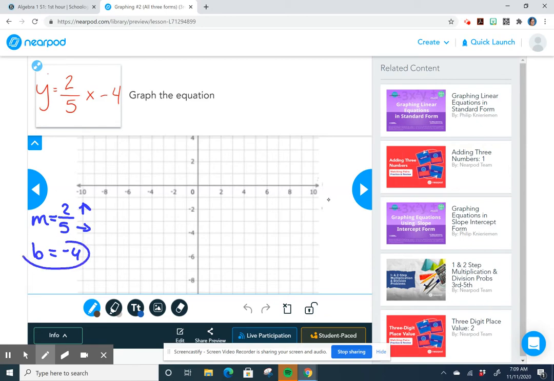But the important part is that you have to begin at -4. And you always want to begin on the y-axis. So then I'm going to go up 2 levels, right 5, up another 2 levels, right another 5.